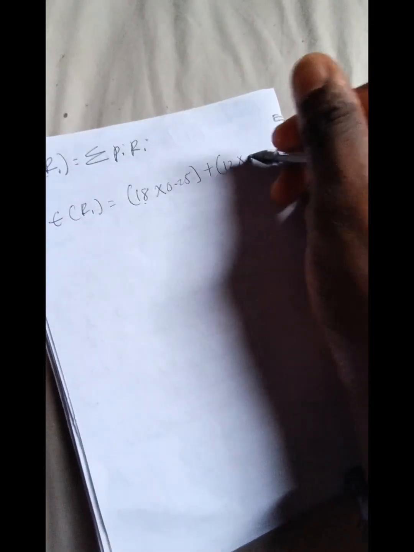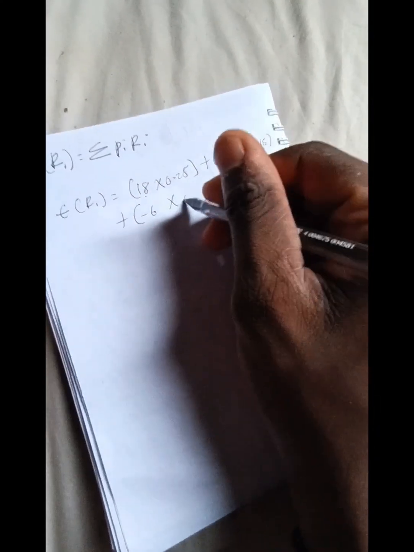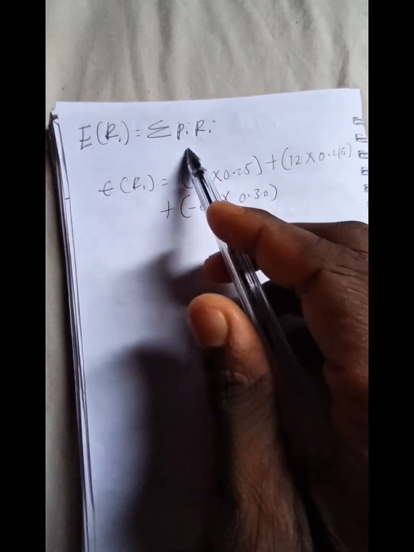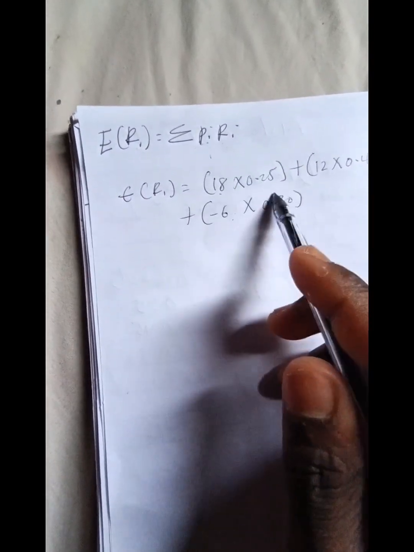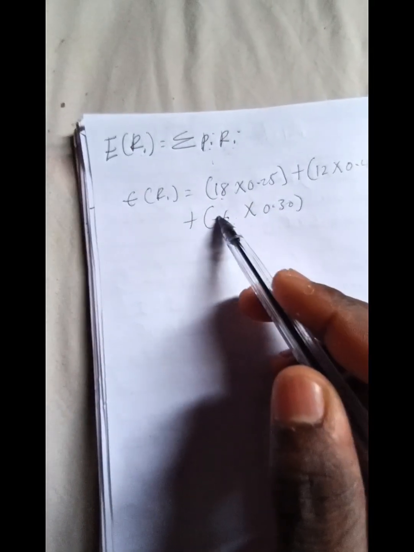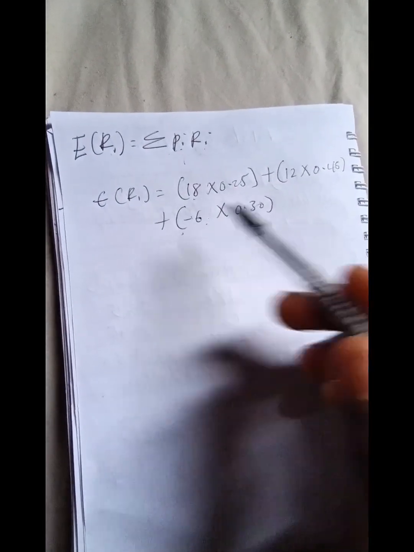12 times 0.45, then plus minus 6 times 0.30. So this is basically how we go about it. This is the summation of the probability times the return associated with the investment. That's 18% return, 12% return, and minus 6% return, respectively.